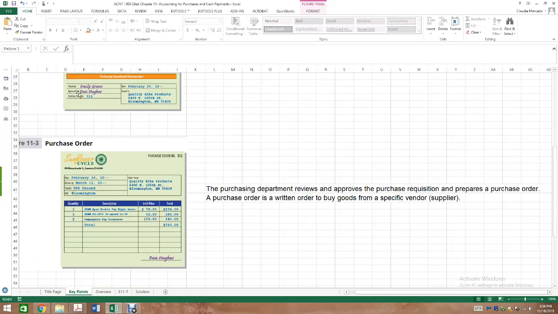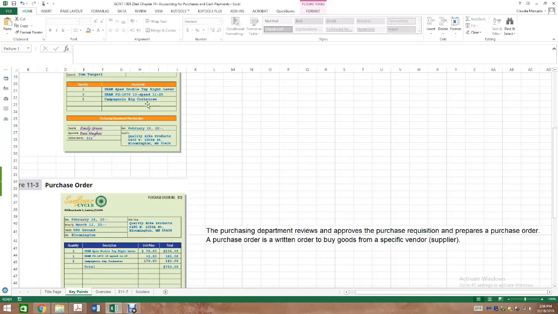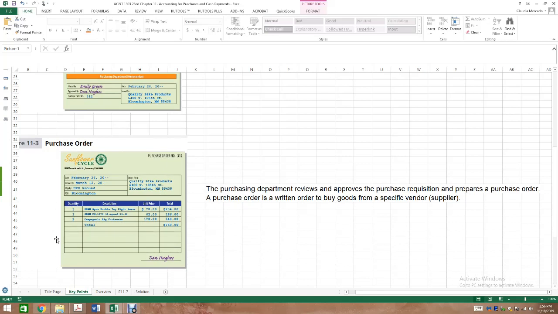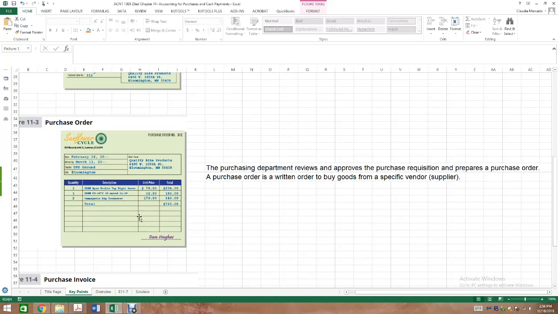So Dan is, I guess, a supervisor or something of that sort. He has authorizing responsibilities. So Dan goes ahead and signs the purchase order. Now the purchasing department reviews and approves the purchase requisition, which is the one we have up here, and prepares the purchase order. So this form is completed by the purchasing department. A purchase order is written to buy goods from a specific vendor or supplier.